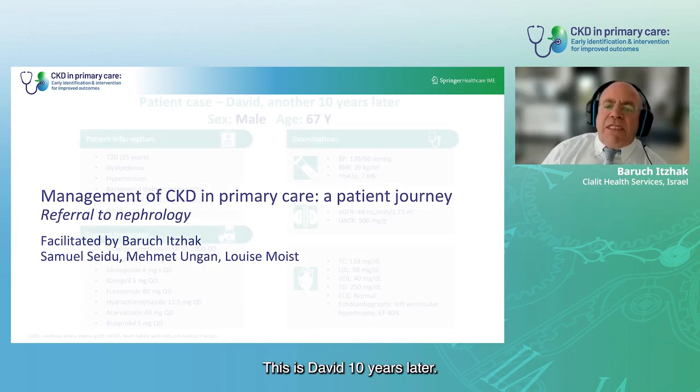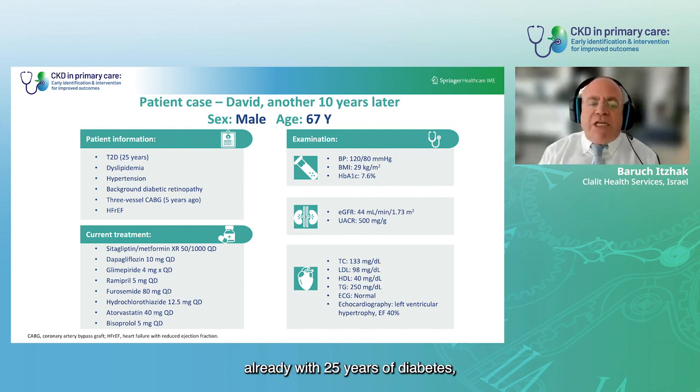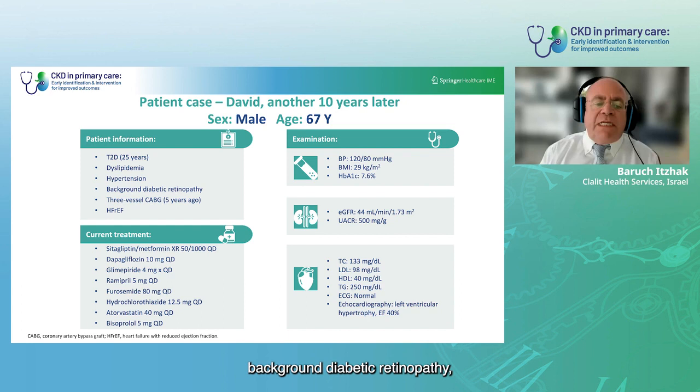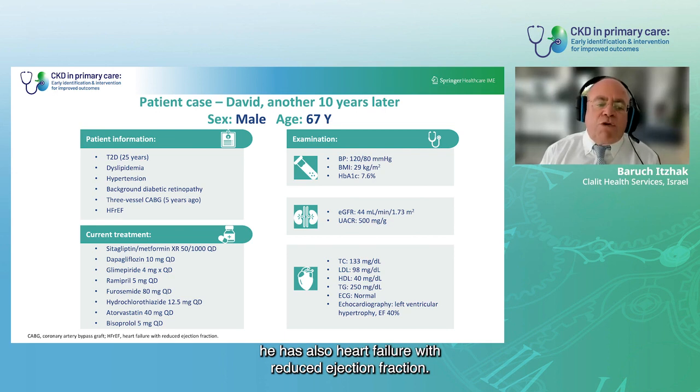So this is David 10 years later. He is coming again to our clinic. He's already 67 years old, already with 25 years of diabetes, still with dyslipidemia, hypertension, background diabetic retinopathy, and already, unfortunately, 3-vessel disease, a CABG operation that he had 5 years ago. And according to the echocardiography, he also has heart failure with reduced ejection fraction.